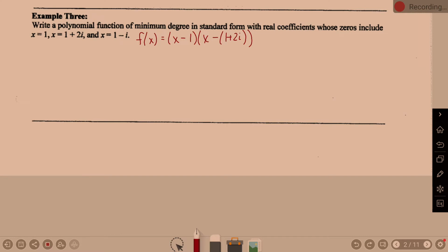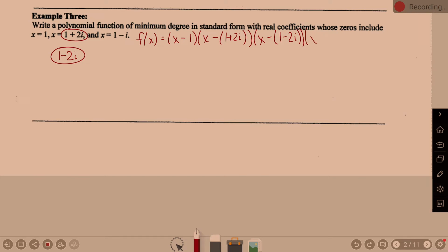I was just going to say, what should we put next to this one? Because we want to be able to multiply conjugates. Remember, if 1 plus 2i is a 0, what else must we use? We must use 1 minus 2i. So get that one in there next. x minus the quantity 1 minus 2i.